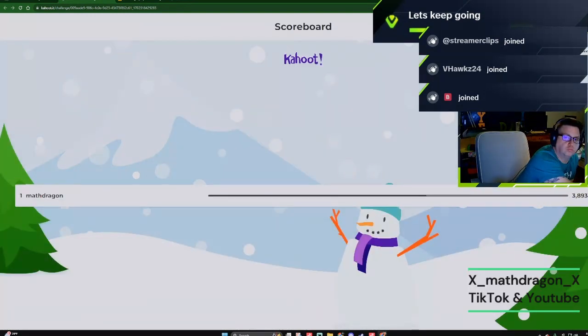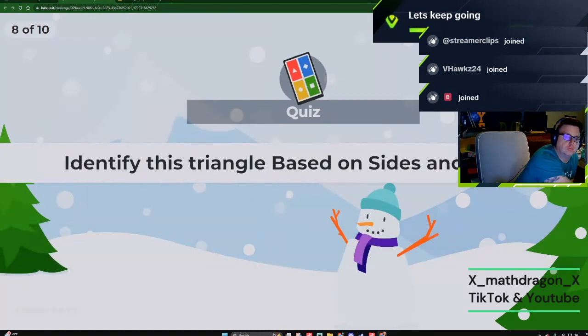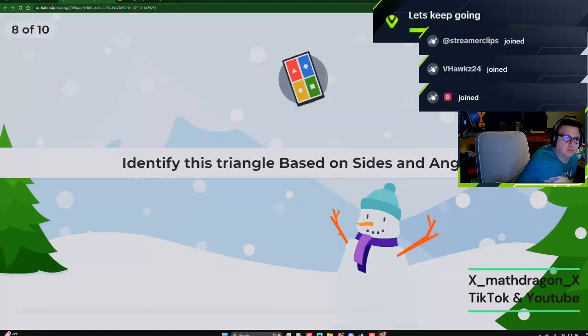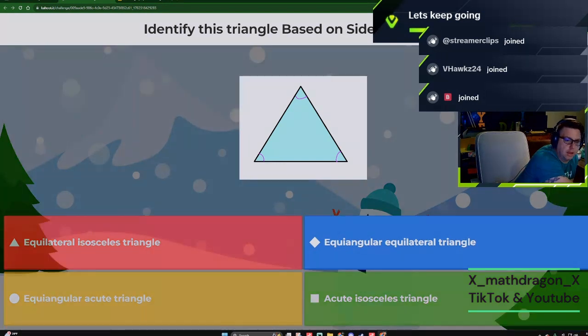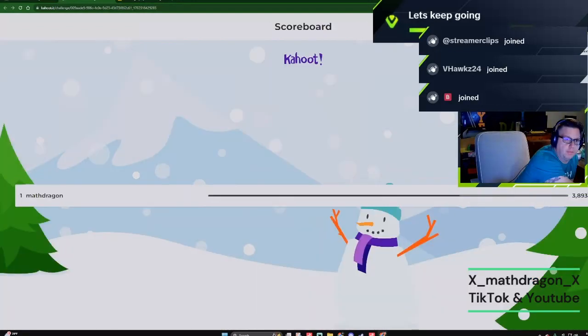All right, 2 more. Or 3 more. I don't know. All right. 3 equal angles means 3 equal sides, equiangular, equilateral, or equilateral, equiangular. They got to be partners no matter what. Partner up.